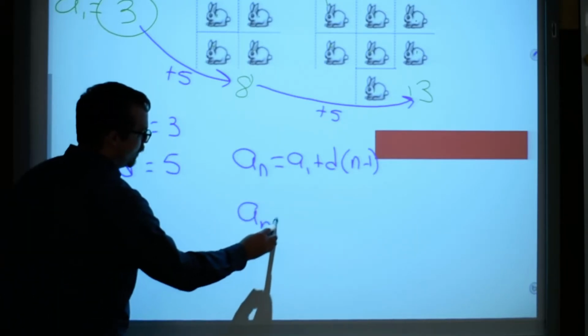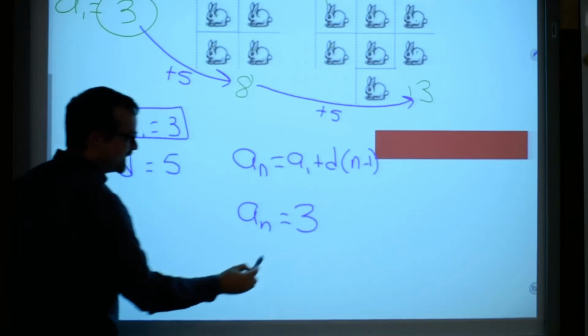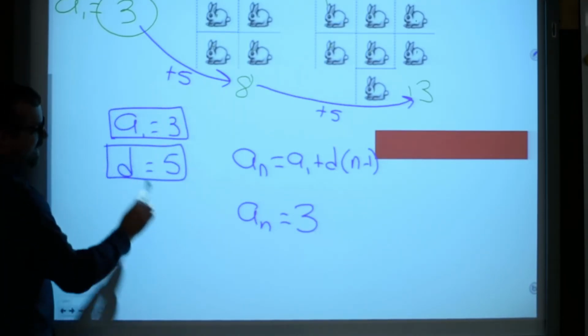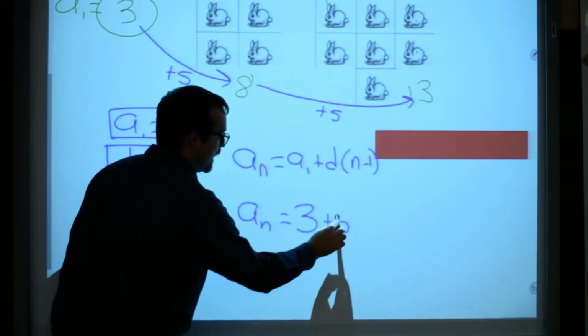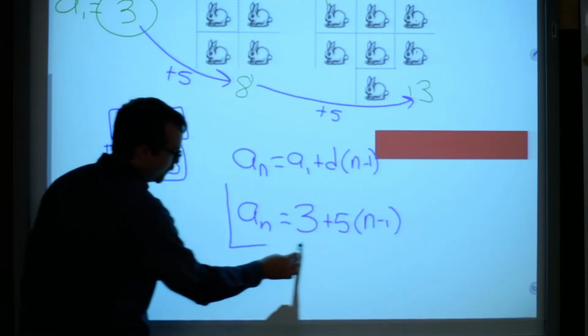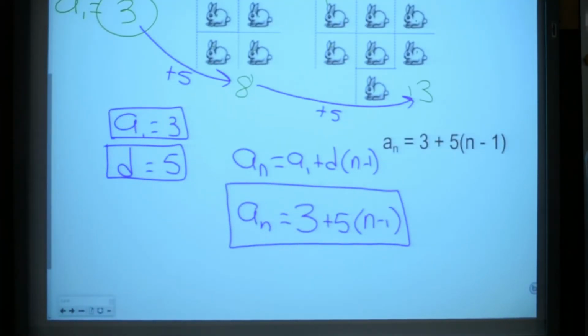So a sub n equals your first term, 3. That's really happening. Plus our common difference. Our common difference is 5, and it's a positive 5. So plus 5, and then times n minus 1. And now I have the explicit formula that will allow me to find any number in that sequence. I concur.